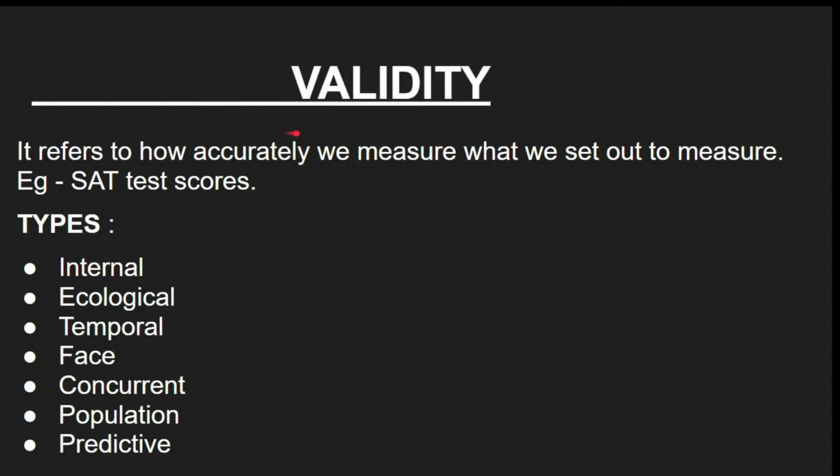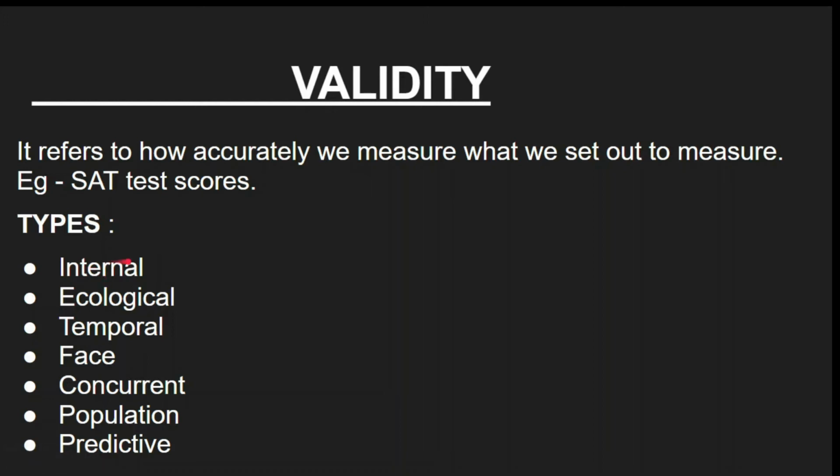So first we will discuss validity. Again, it refers to how accurately we measure what we set out to measure. Example, SAT test scores. SAT test scores are basically measuring how well you would do in college or university. That's why so many universities require them. Now, how well an SAT test score measures or predicts your ability to do well in college is an example of how valid the SAT test is, right? Some people would argue not valid at all.